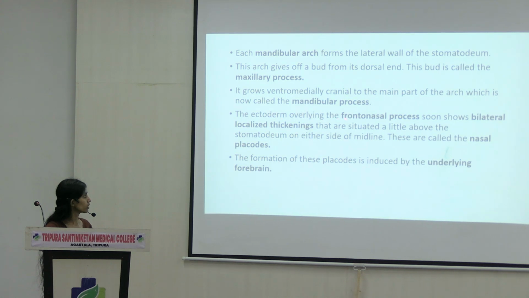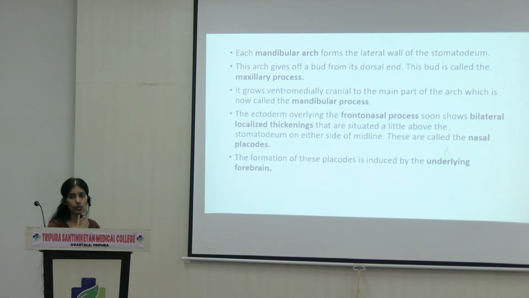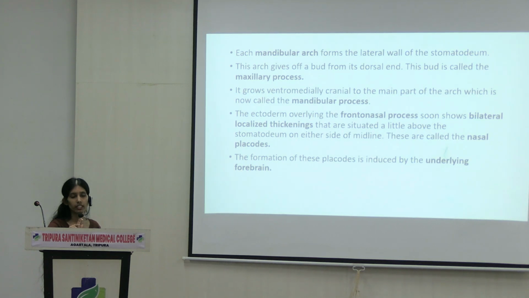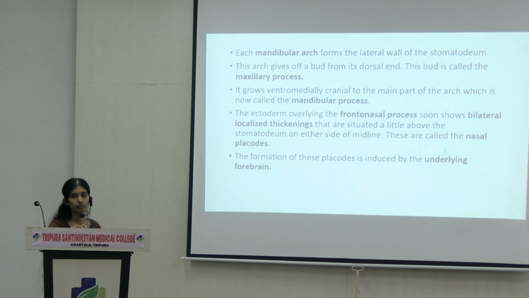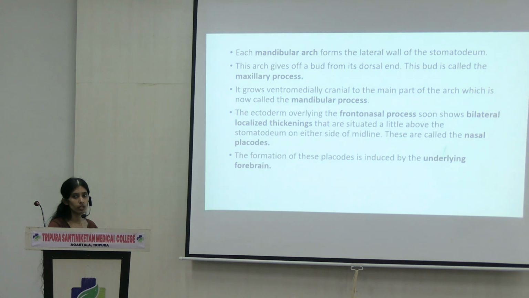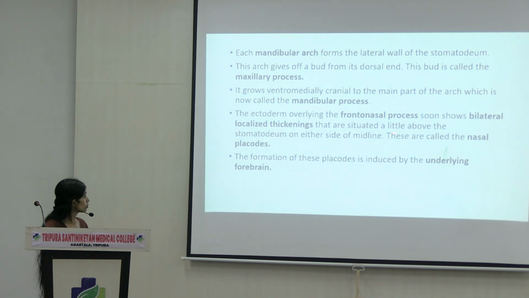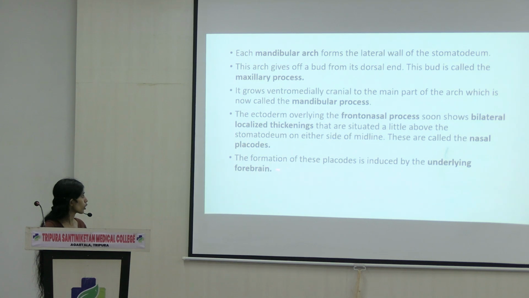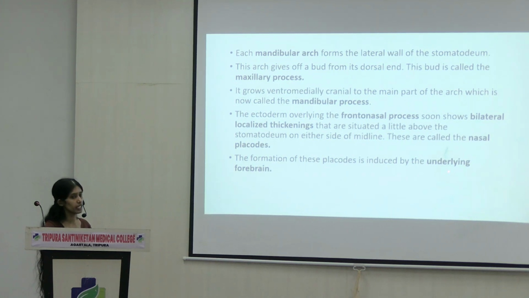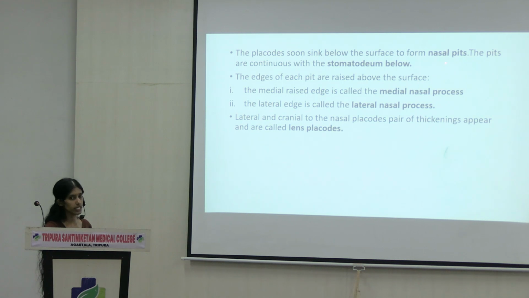The ectoderm overlying the frontonasal process soon shows bilateral localized thickenings. I have talked about 2 thickenings, one in the medial region, what is it called? It is called the nasal placode, and another one on the lateral side, that is called the lens placode. So these are called the nasal placodes. The formation of these placodes is induced by the underlying forebrain development. The placodes soon sink below the surface to form the nasal pits. This is the nasal pit which I have talked about already, and these pits are continuous with the stomodeum below.